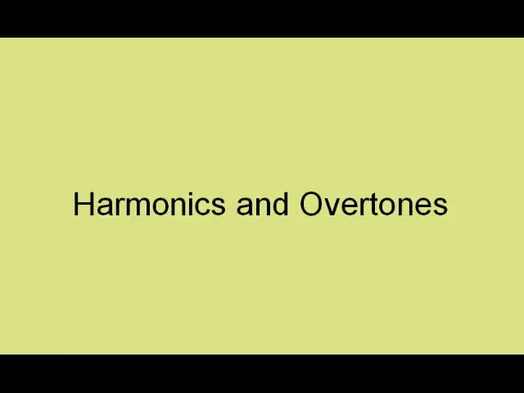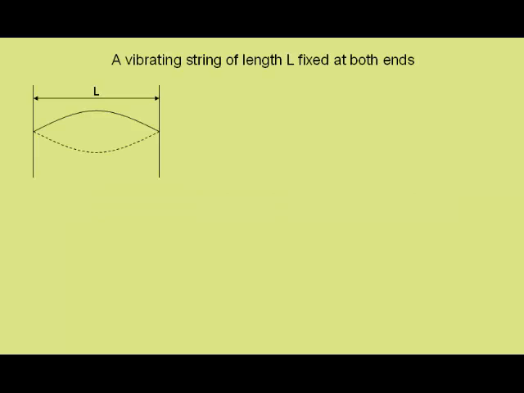Harmonics and overtones. First, we're going to look at a vibrating string of length L, which is fixed at both ends. As it is fixed at the ends, there must be a node at each end. This is the simplest way the string can vibrate, with just one antinode in the center.